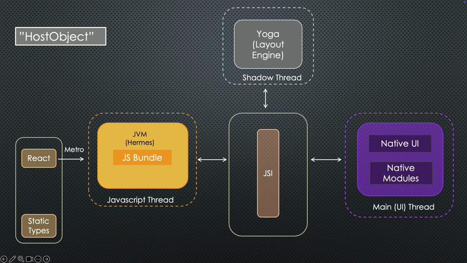To explain what this host object is in simple terms, you can think of host objects like a remote control for a native object. JavaScript holds this remote control and can press any button, like calling a method or reading properties, directly on the native object without sending any message across the bridge. So there is no bridge here.